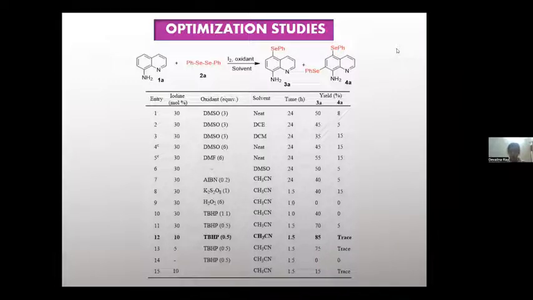And again, the reduction of the iodine amount to 10 mole percent gave us the desired reaction condition with 85% yield of desired 3A products, that is the C5 chalcogenated product, and the disubstituted was obtained in trace amount. In some cases, it was totally absent. This was the best condition which we actually developed. Further increase or decrease in iodine and the oxidant led to decrease in the desired product.